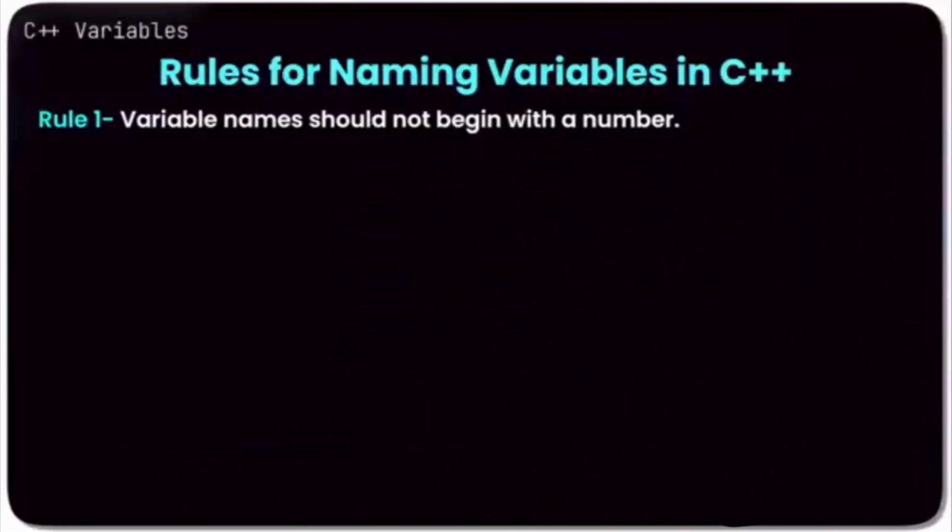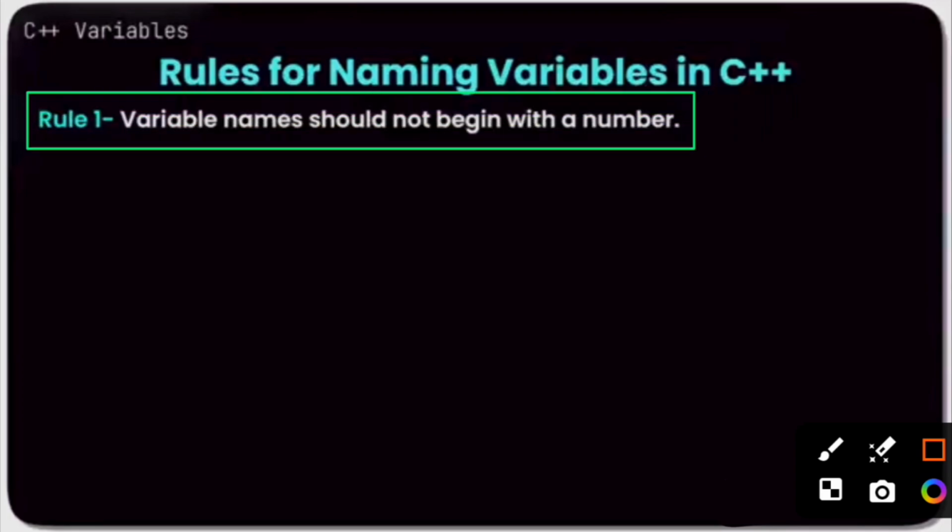आगे बढ़ते हैं. Rules for naming variables in C++. There are some rules to name a variable in C++. Here we are learning a few, and in further videos we will learn many more rules as we start to code. First rule is a variable name should not begin with a number.